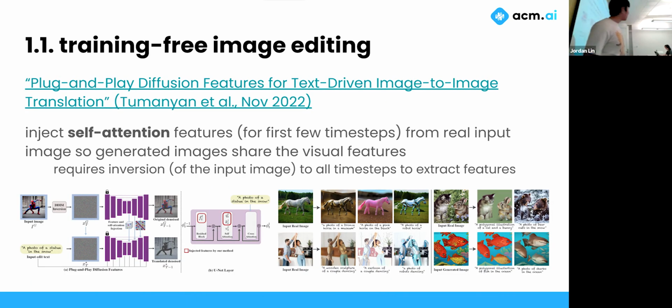Okay. Then we have this paper called Plug and Play from November 2022. Basically what it does is even simpler. Inject self-attention features for the first few time steps from the real input image, so generated images share the visual features. That's it. All it says is, if I have an image, this input real image, and I want to generate images that share the semantic structure, the overall structure of that image, just invert this image so you're able to then pass it through the diffusion model and figure out what its KVs are for every single one of the intermediate layers. Replace them during generation. That's all it says. Again, attention is literally all you need.